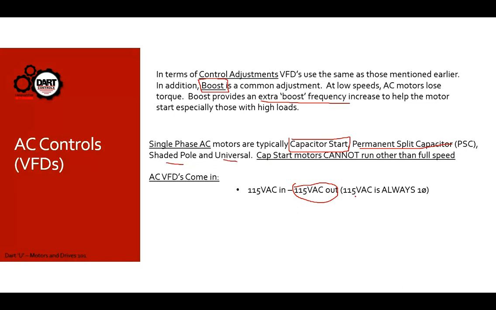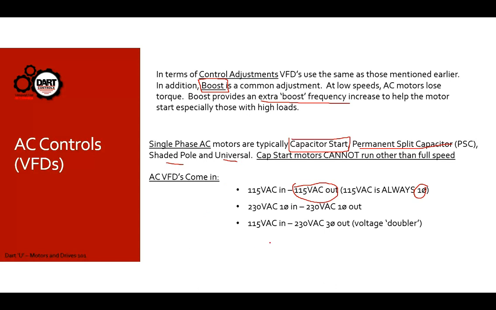By the way, 115 volt, if you're not aware, is always single phase. Another type would be 230 volt single phase in, 230 volt single phase out. It works well with the same PSC, shaded pole, and universal motors. Not real common, but they are out there, and the motors are most definitely out there.